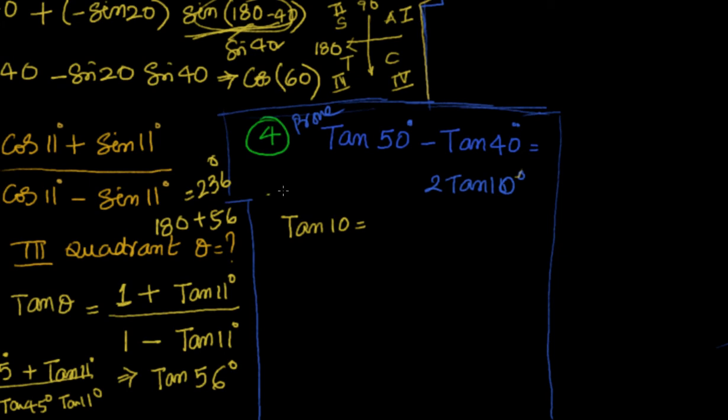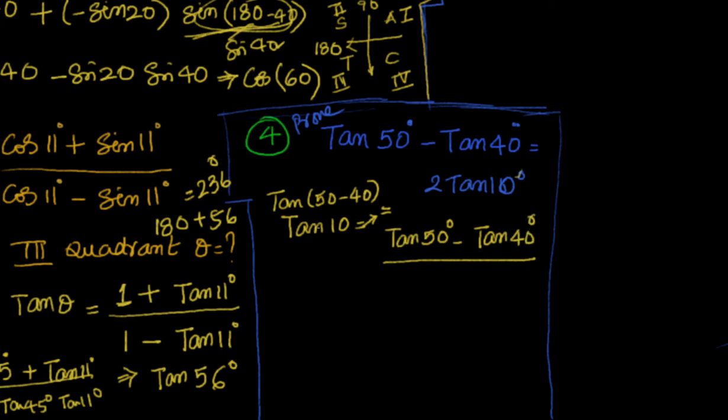So tan of 50 minus 40 is equal to tan 10. The formula for tan of A minus B is tan A minus tan B by 1 plus tan A tan B. Here A is 50 and B is 40, so that is tan 50 minus tan 40 over 1 plus tan 50 into tan 40.